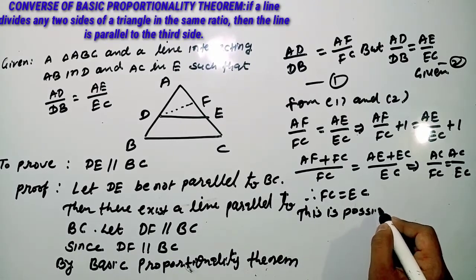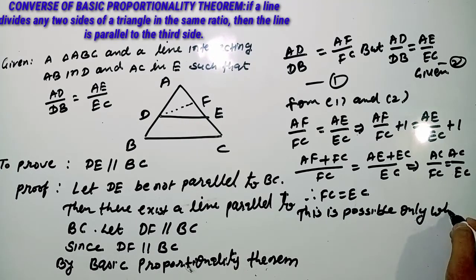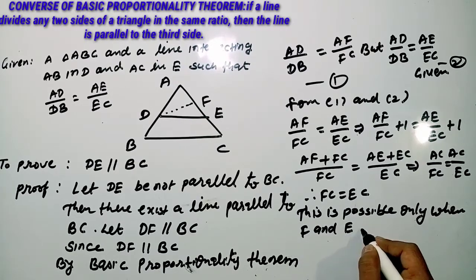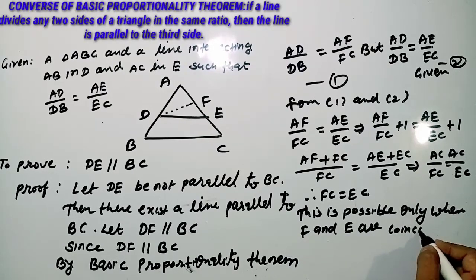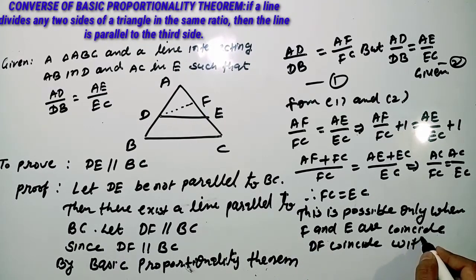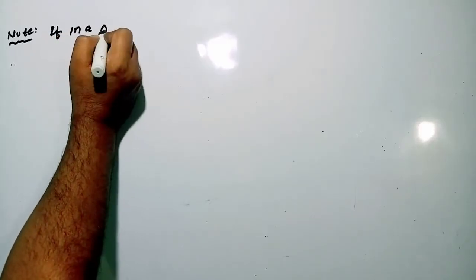This is possible only when both the lines coincide. This is possible only if F and E coincide. It means line DF coincides with DE. It means that these two lines are parallel. Hence students, we completed the proof over here.